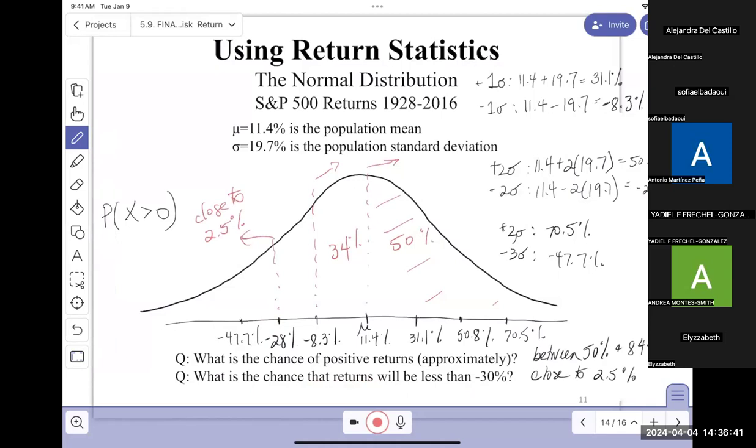In the review 1 that I've given you, you're going to practice this. There are problems like this that you can practice. Questions?